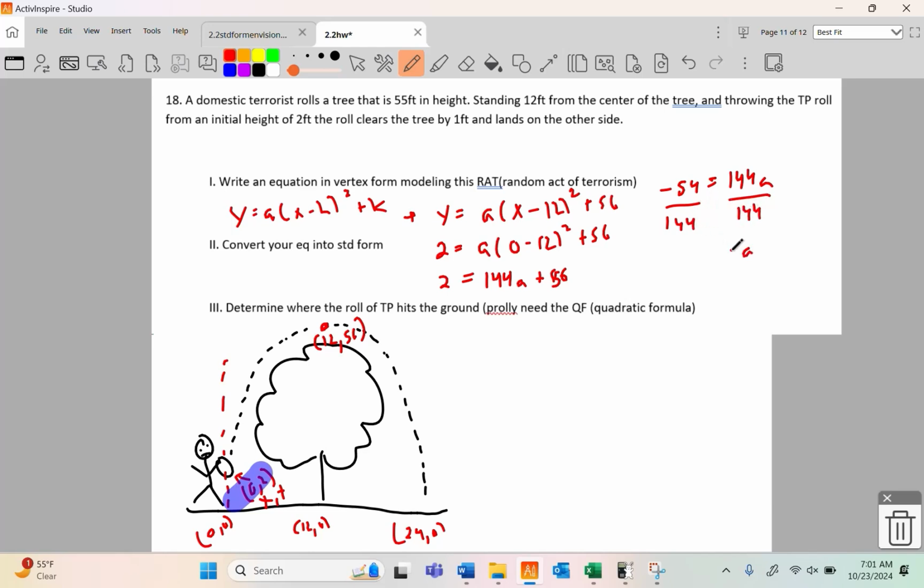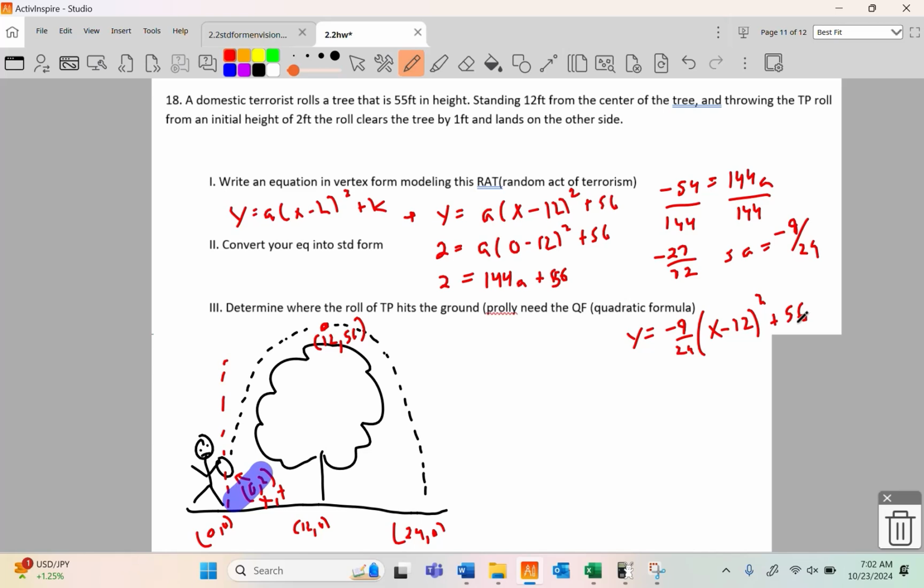And obviously, we're going to simplify the fraction. That's negative 54 over 144, which I think you can do better than. Those are both divisible by 3, I believe. Which is going to be negative 9 over what? 24? Yeah. Negative 9 24ths. So here's your equation. Y is negative 9 24ths of x minus 12, quantity squared, plus k, which was 56.